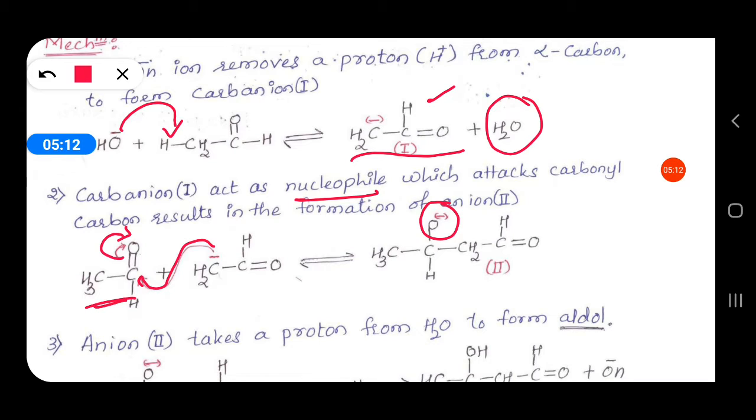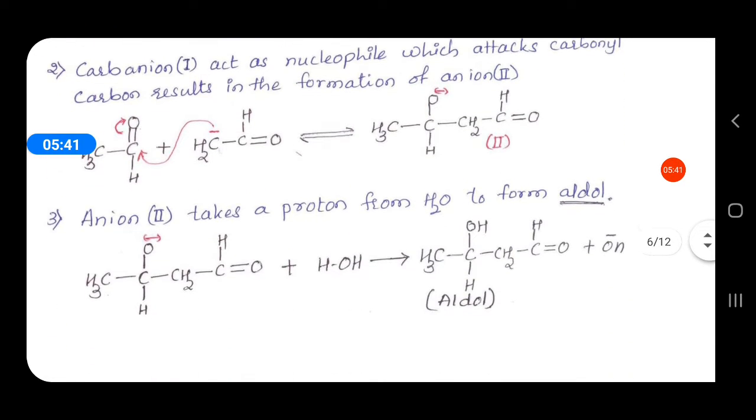This is anion 2. So formation of anion 2 takes place from the attack of the carbanion, which is generated in the first step. It attacks the carbonyl carbon of another aldehyde and produces anion 2. In that anion, the negative charge is present on the oxygen.